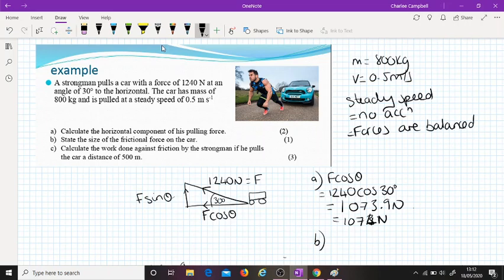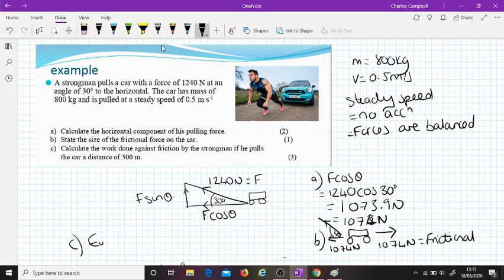So if he is pulling with a force of 1074 to the horizontal, if we just label our forces on the car here, so that is the horizontal component of the force, 1074, which we've resolved before. That's our rope. Then it must mean that the equal and opposite force is 1074 newtons. So the frictional force is 1074 newtons as well, because we've got balanced forces.